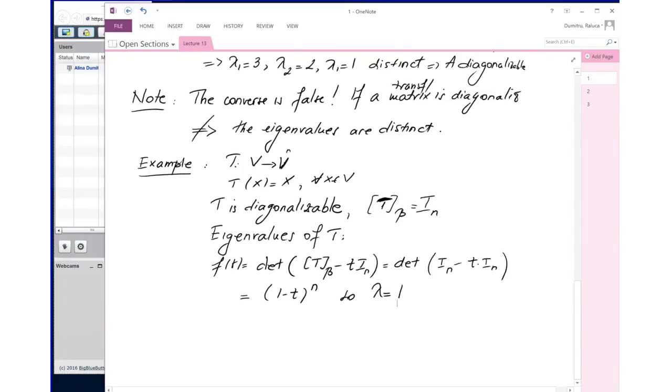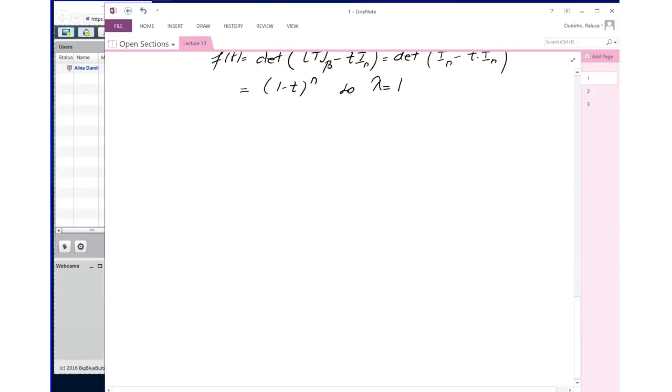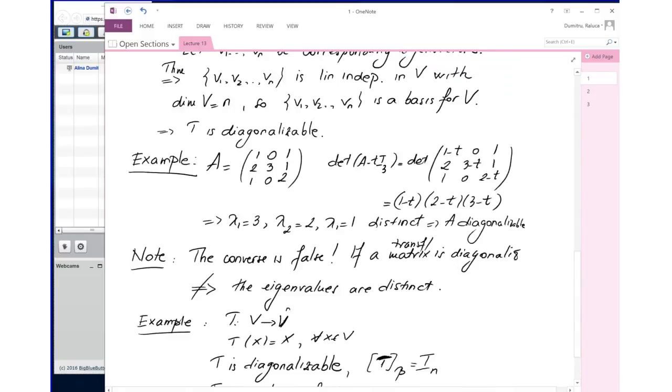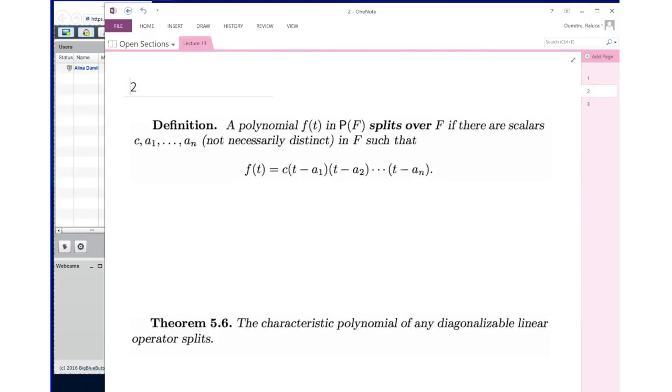Okay, so basically it's not enough, right? It's not enough to just look at the eigenvalues and see if they're distinct or not. So we have to keep on going. Here's the direction in which we're going now.